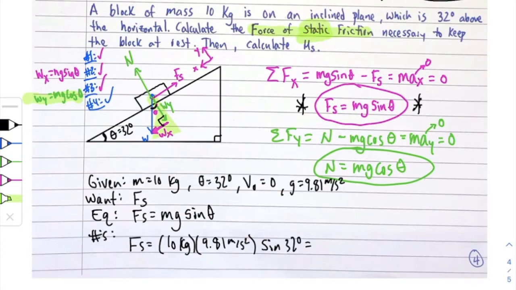So if you crunch Fs, you should get 51.99 is what I got. Newtons. So the force of static friction that basically holds that block in place is 51.99 newtons. All right. It says then calculate mu s. So the next part of this is we want mu s.